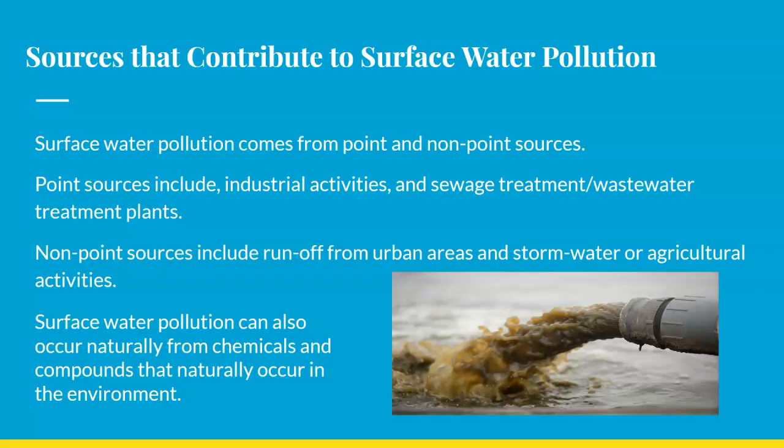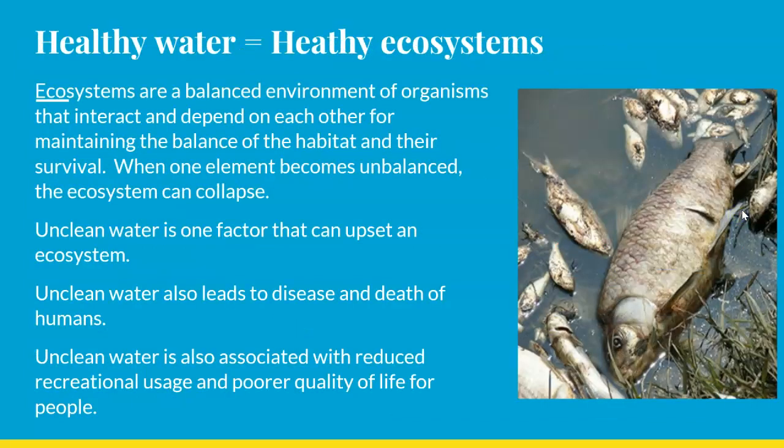Non-point sources are when there is not one specific point, but the pollution is more diffuse over an area. Some examples would be runoff from urban areas, stormwater runoff, or agricultural activities where there's runoff from feedlots or agricultural land. Surface water pollution can also occur naturally from chemicals and compounds that naturally occur in the environment. Healthy water equals healthy ecosystems.